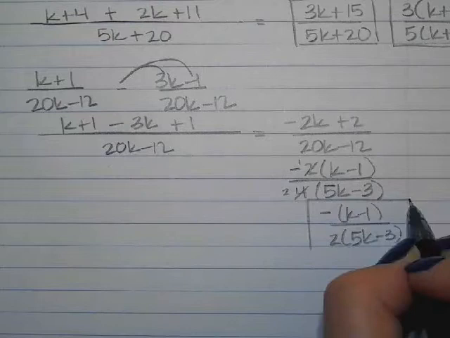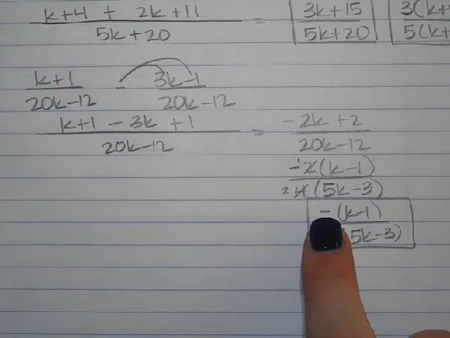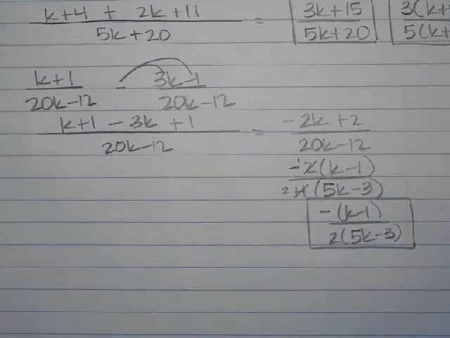This answer is totally fine. But if you wanted to distribute the negative back into the problem and distribute the 2 back into the problem, you could. But you could leave it the way it was.